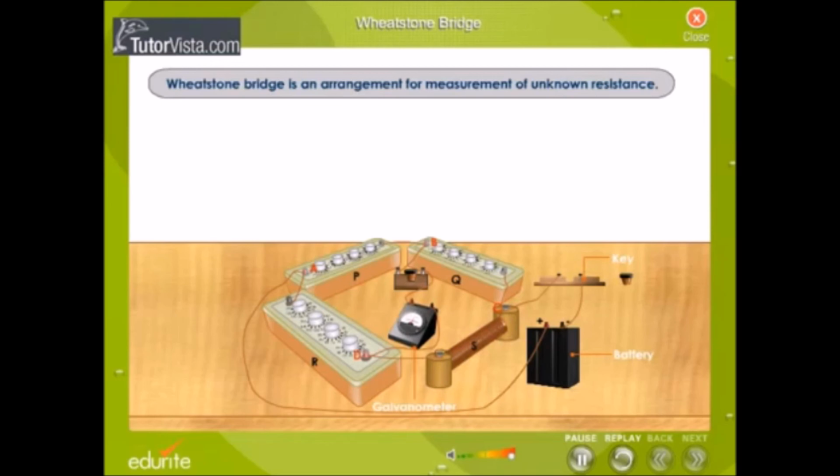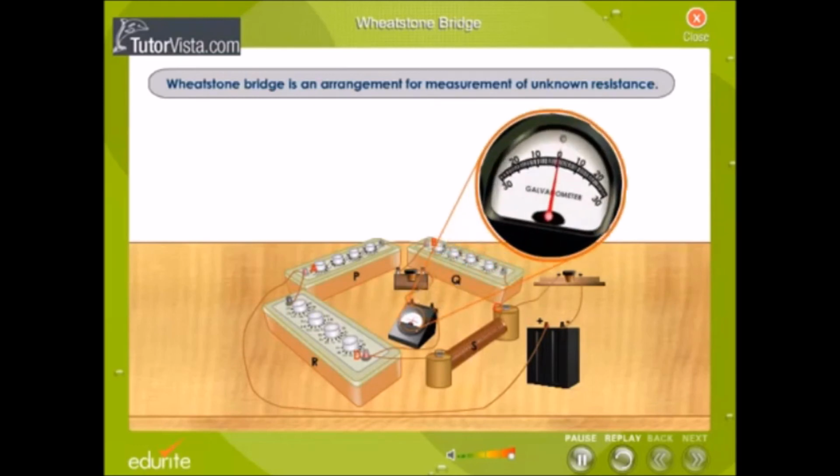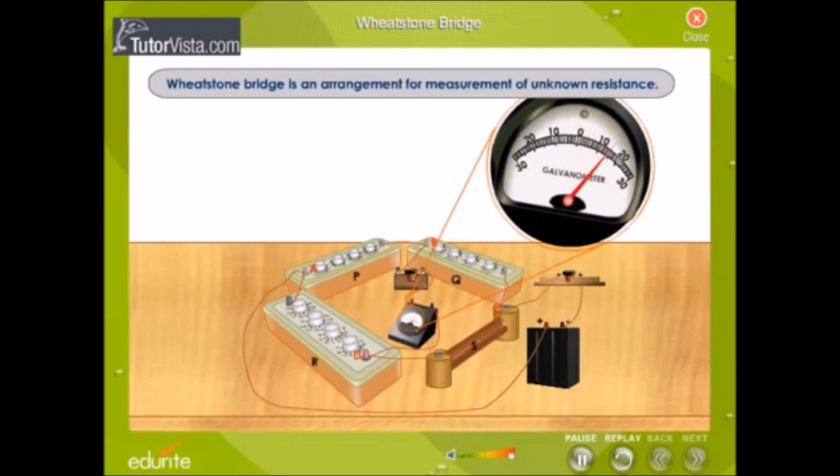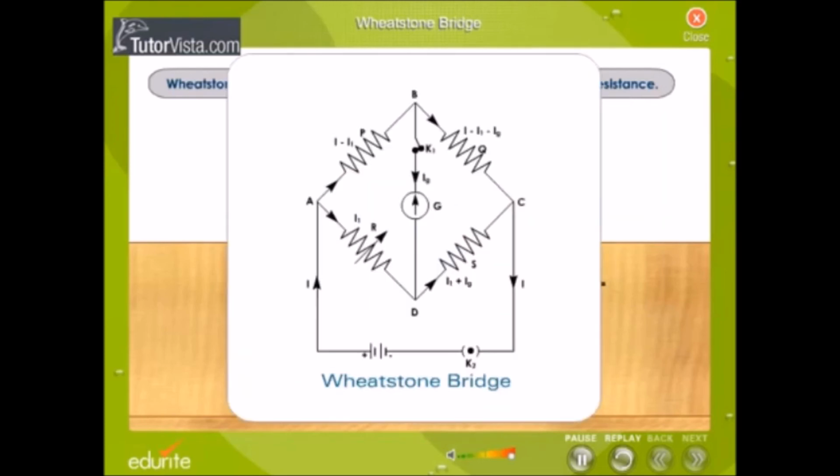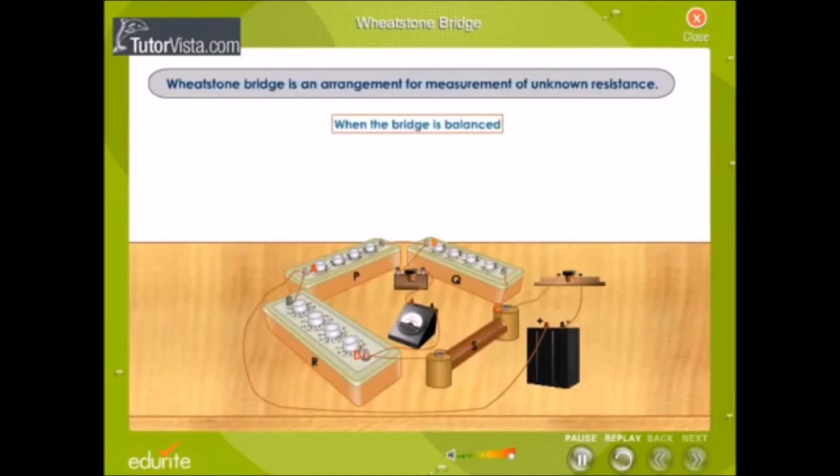Let us see how a Wheatstone's bridge is used to calculate the resistance. First, we will have to balance the bridge. The value of the resistors P, Q, R and S are so adjusted that the galvanometer shows no deflection on closing the key. This means that no current is flowing in arm BD, and therefore the potential at B is equal to the potential at D. Now the bridge is said to be balanced.